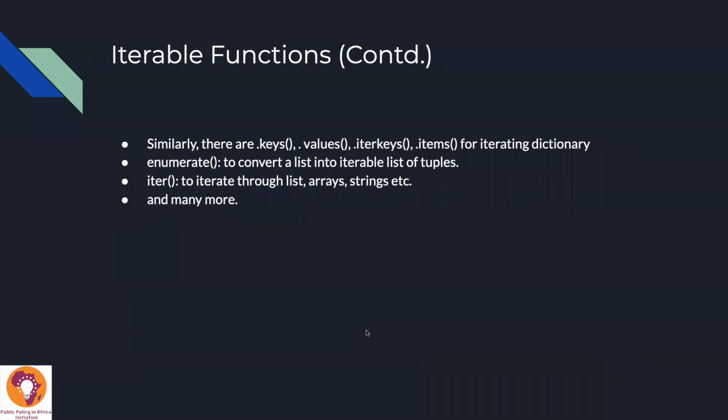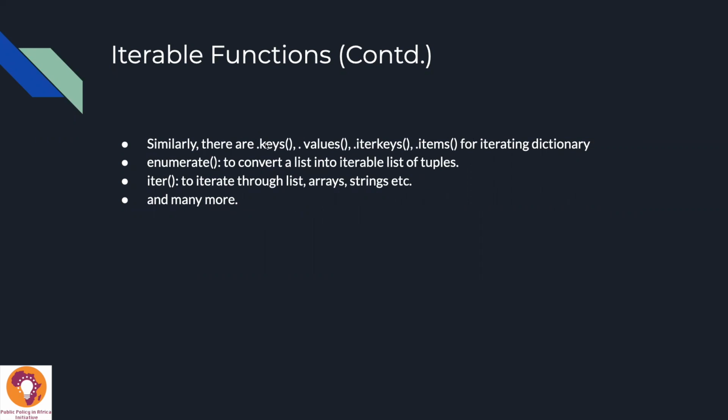So iterable functions continued. There are a number of other functions and methods that you can use to iterate over. So the .keys method. Remember when we had talked about dictionaries, one of the methods on dictionaries was the keys method. Same goes with values and iter keys and items. All of these are things that you can use for iterating over a dictionary.